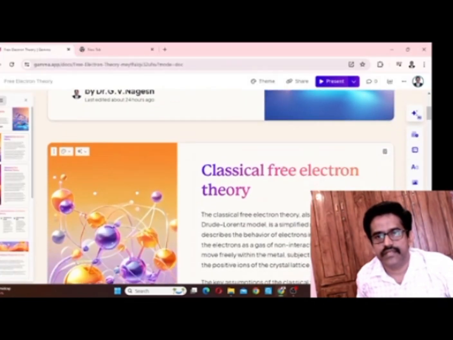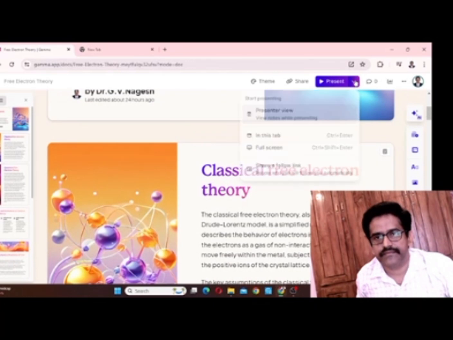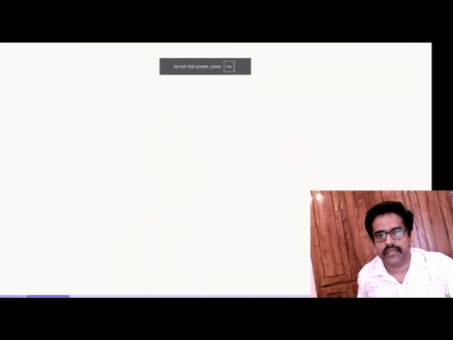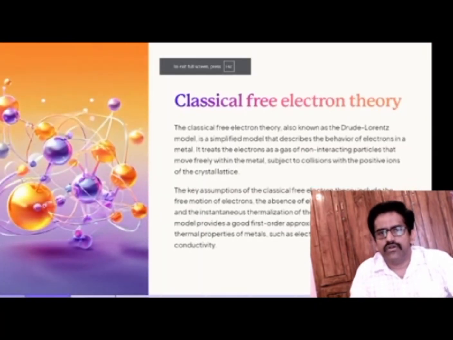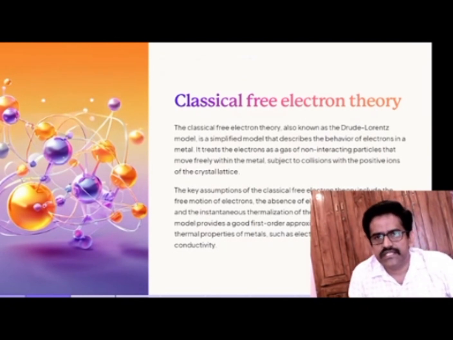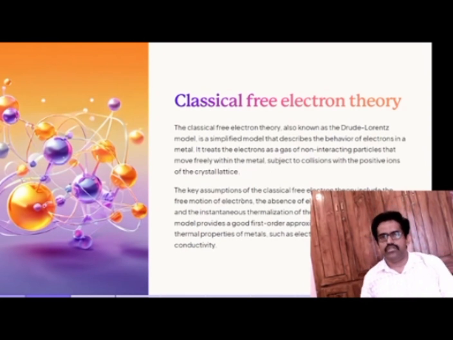See here, this classical theory we already discussed, and here we clearly observe that the electrons move within the metal and are subject to collisions with the positive ions of the crystal lattice. And these electrons obey the Maxwell-Boltzmann distribution law and obey the kinetic theory of gases. These are some postulates of this classical free electron theory.